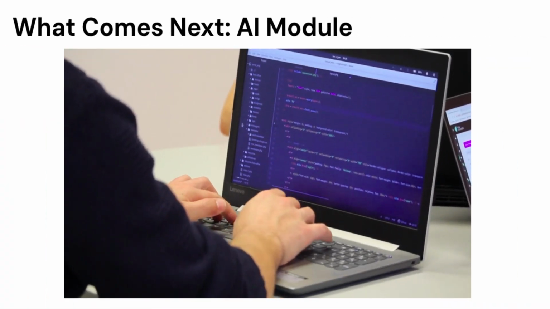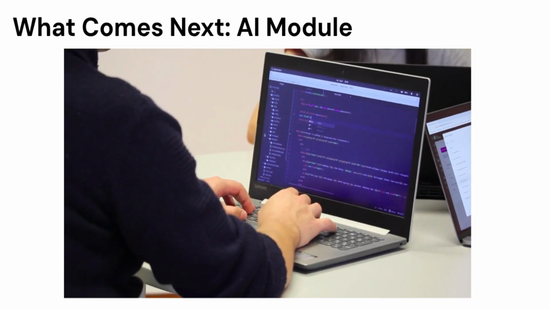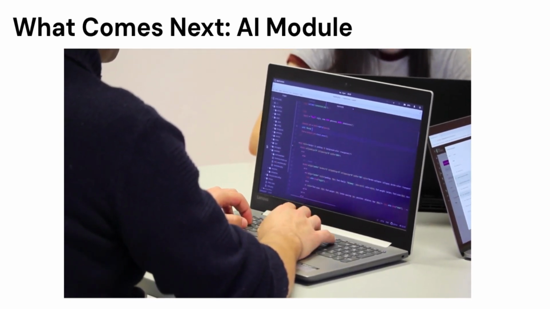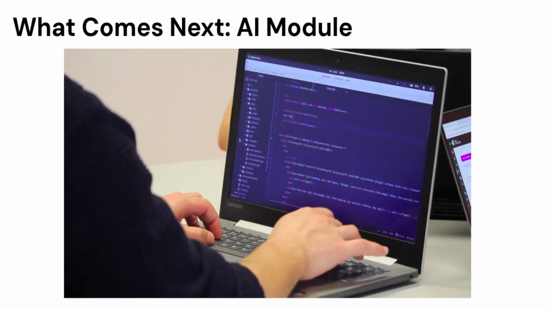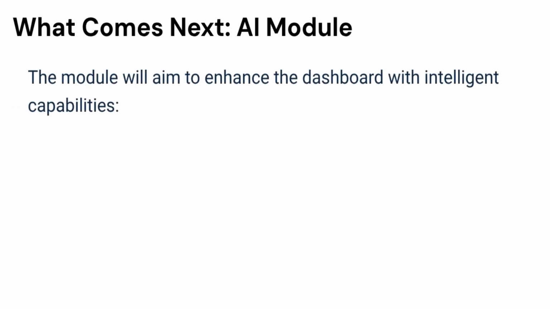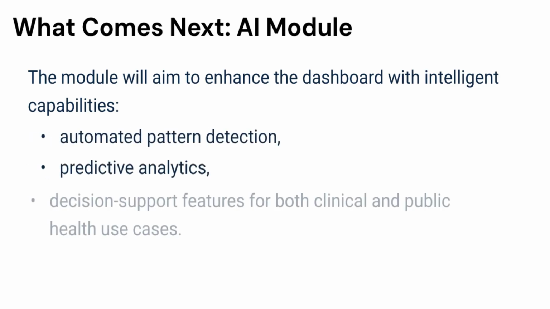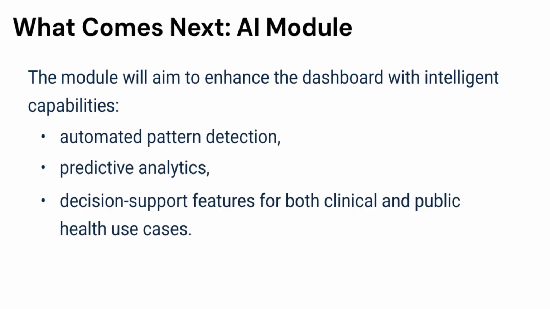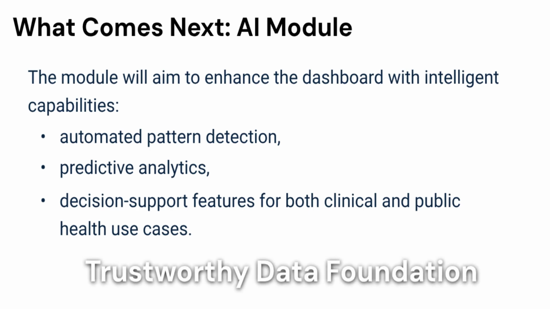And the work does not stop here. Once the dashboard has been established, xShare will take the next step by developing an additional AI-supported module. This module will build on the same interoperable data foundation and will aim to enhance the dashboard with intelligent capabilities such as automated pattern detection, predictive analytics, and decision support features for both clinical and public health use cases. This will further strengthen the link between primary and secondary use of health data, demonstrating how AI can deliver value when built on trustworthy and standardized information.